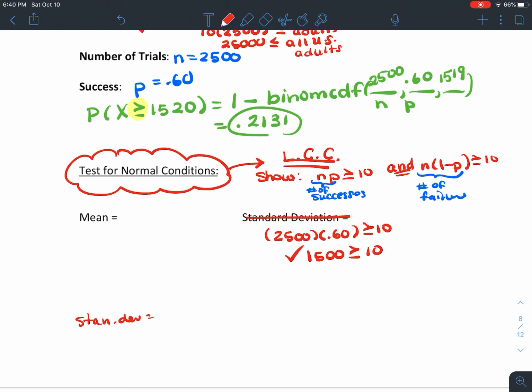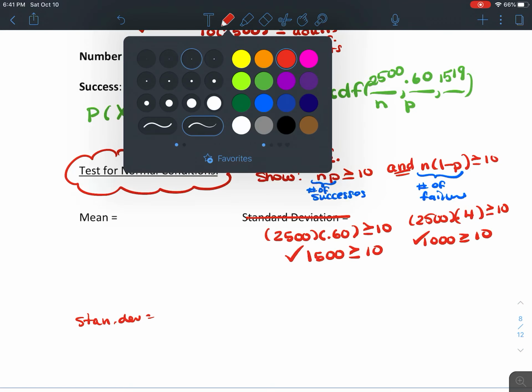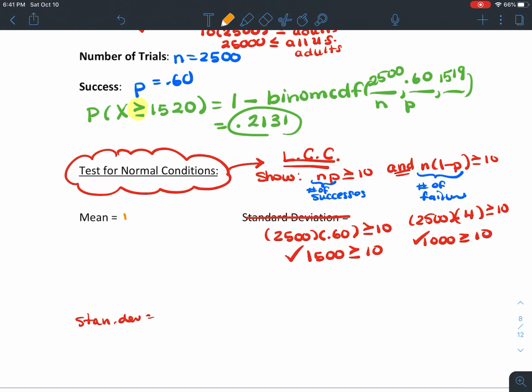I'm going to multiply that left side. Absolutely, 1,500 is greater than or equal to 10. Over here, I'll do the same thing, except the probability of a failure would be 40%. That checks out fine too. So this sample size was large enough that I absolutely can use normal conditions here.